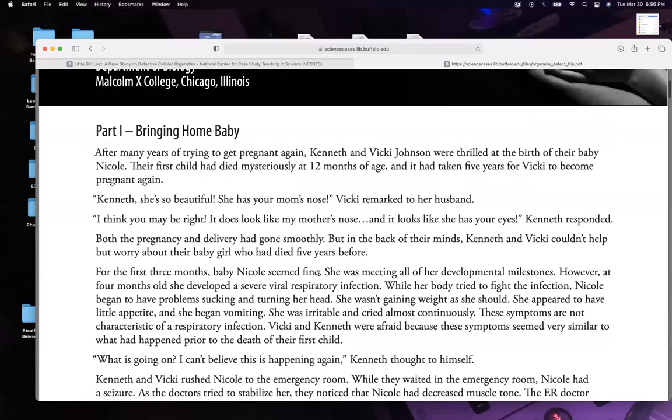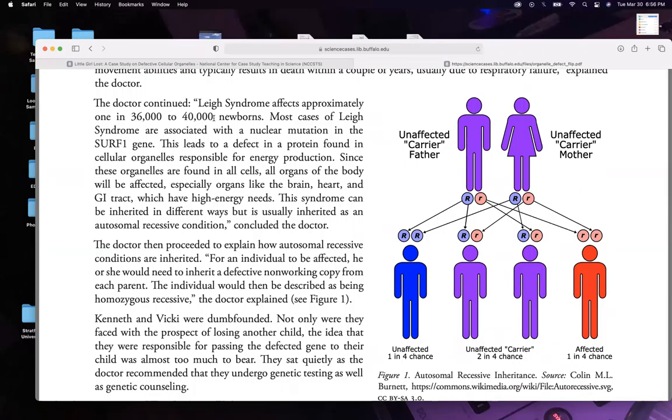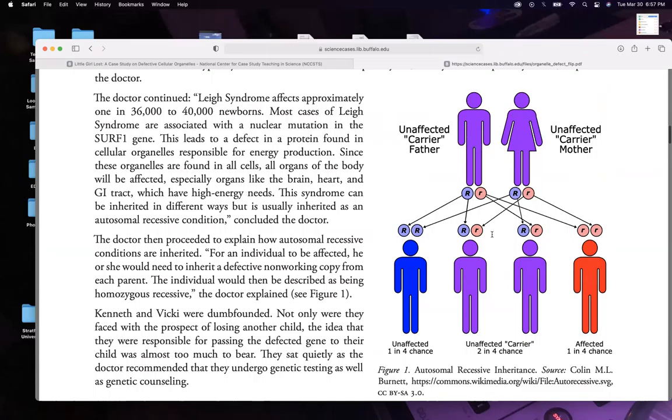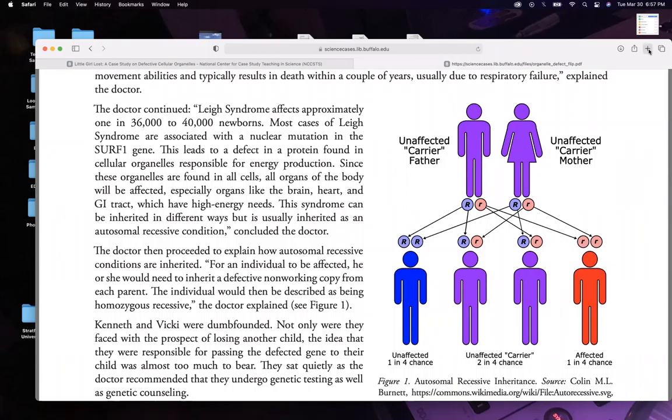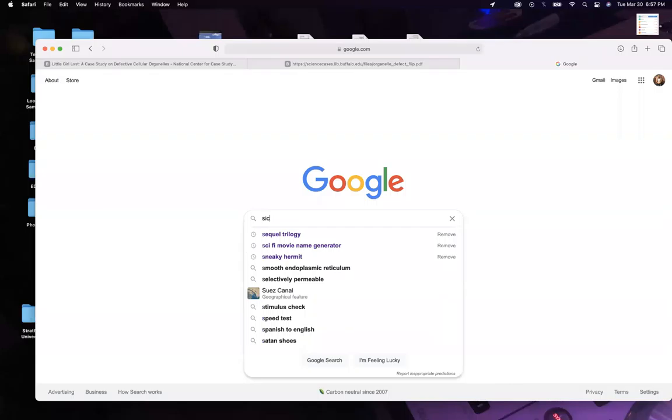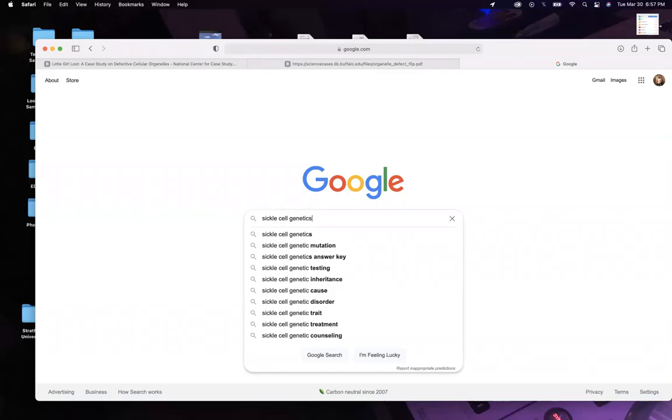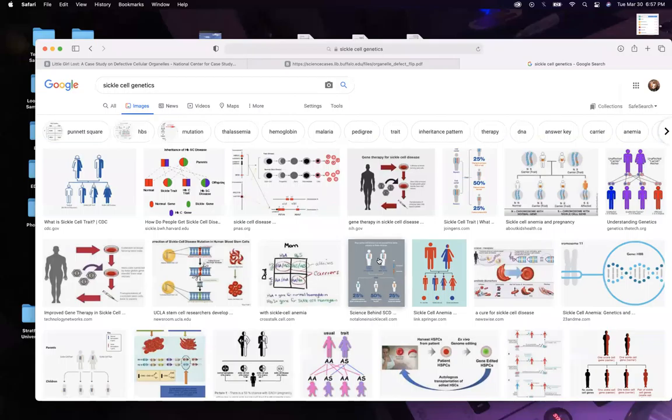So again, part 1, 1 through 5, and read this horrific story about bringing home this baby who has a genetic disorder, and then how they get the diagnosis. And they pick this very, very rare Leigh syndrome. And then it's 1 through 7. Now, what I want to go over is this, but not regarding this case. I want to go over genetics, but on the classic, the classic situation is sickle cell.